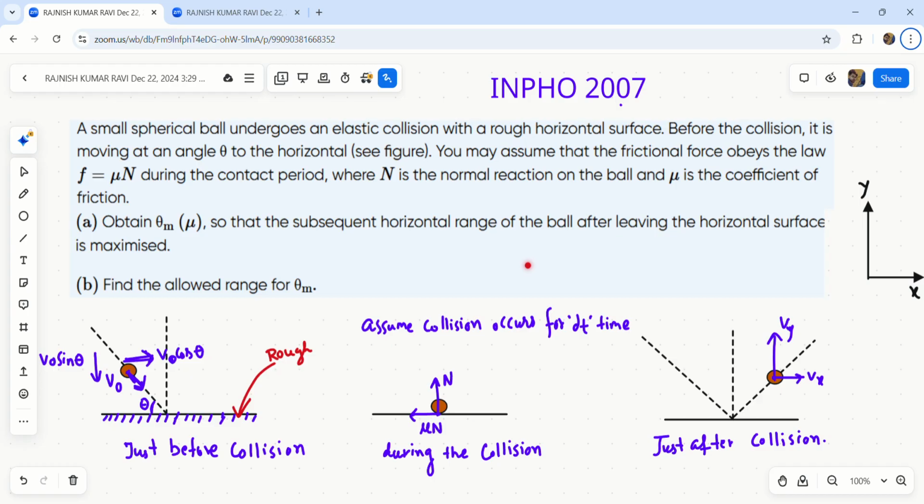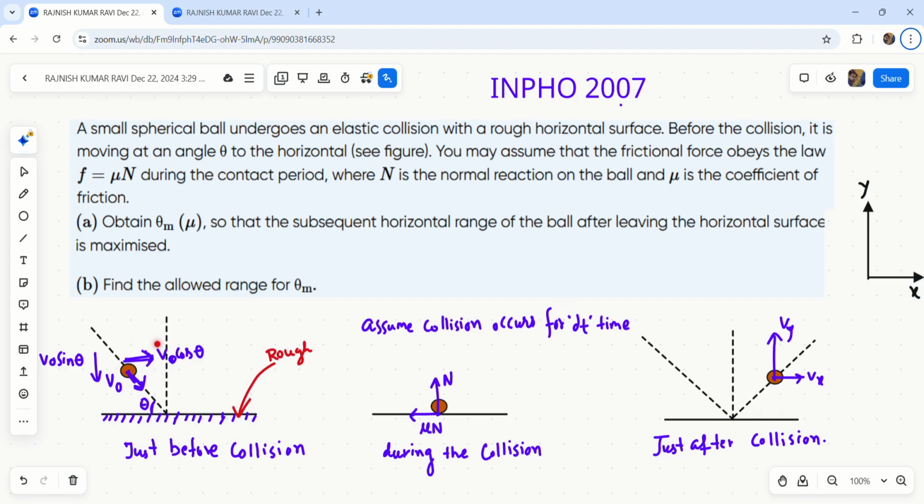In this problem, a small spherical ball undergoes an elastic collision with a rough horizontal surface. Before the collision, it is moving at angle theta to the horizontal. So in this case, we are given a small spherical ball moving initially with v0 velocity, and it is making an elastic collision with this rough surface at an angle theta to it.